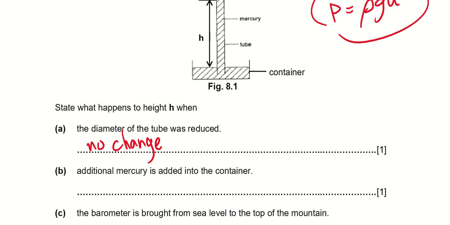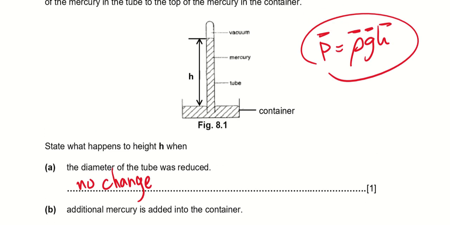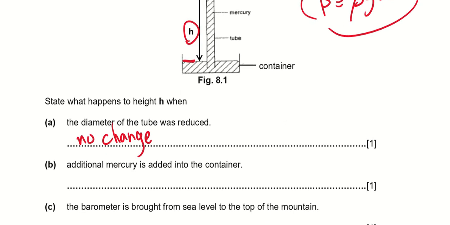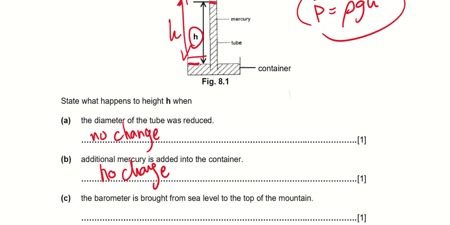Now what happens if additional mercury is added? This height h is from the meniscus to the mercury level, right? This h is the difference in height, so there is no change again, because it is not an absolute height. Even if I add in more, this meniscus will just go up and I will still have the same h. Okay, so please take note.